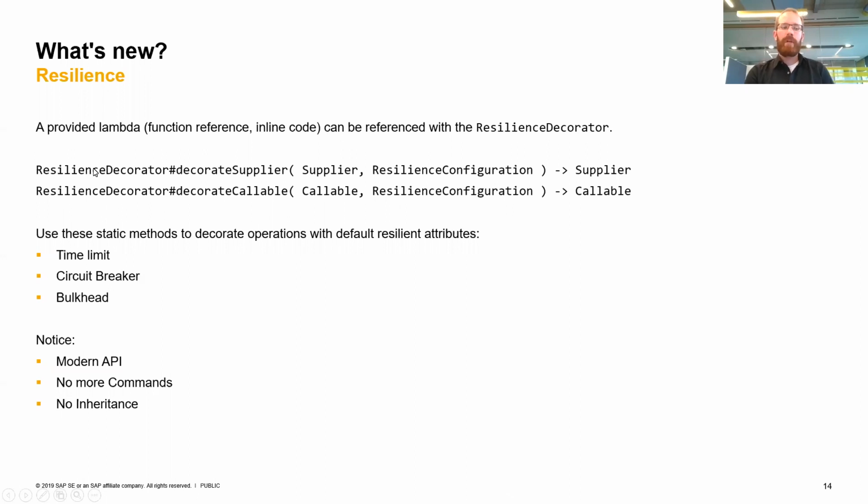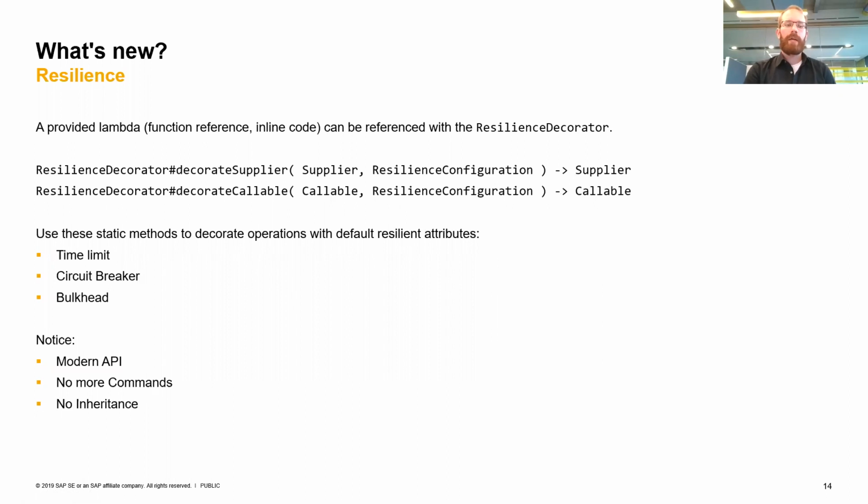You have the resilience decorator again as a static class, or basically a class containing static methods, into which you can then provide lambdas. In this case, for example, suppliers if you have a return value, and callables if you throw exceptions, which in the end return again a supplier and callable. So nothing changes there, but the behavior changes very much, meaning that depending on the resilience configuration that you pass in, your call will now be resilient and, depending on the configuration, also cached.